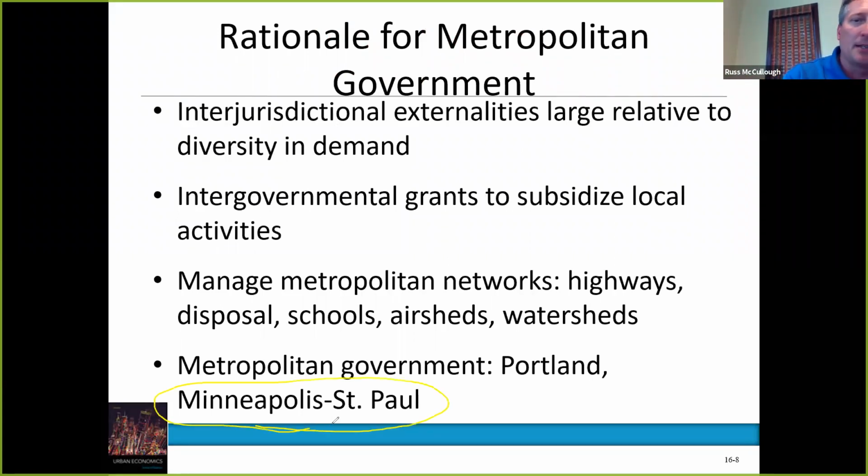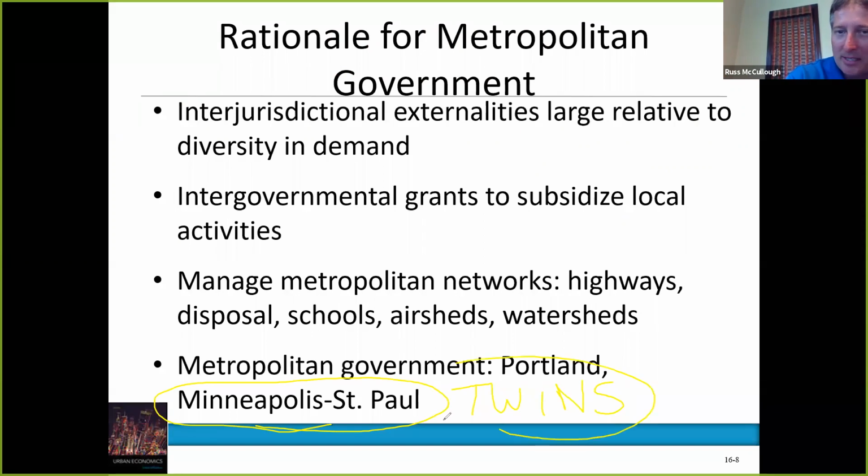Minnesota. So you guys aren't from there, but maybe you're familiar with the Minnesota Twins, who aren't playing baseball right now. Why are they called the Minnesota Twins? Because this is the Twin Cities. And so the Twin Cities have been a case over time where they have formed governmental bodies to kind of cover both areas. And so Portland is another example.